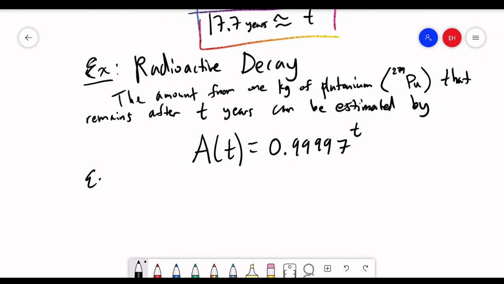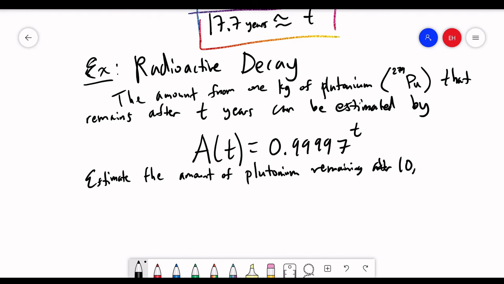So the question is, this tells you how much of 1 kilogram you have left. So you would take this and multiply by however many kilograms you started with to know how much is left. But let's just estimate the amount of plutonium that is remaining after 10,000 years. So we'll just solve it for 1 kilogram since that's what we have the formula for. So we want to know after 10,000 years how much is left.